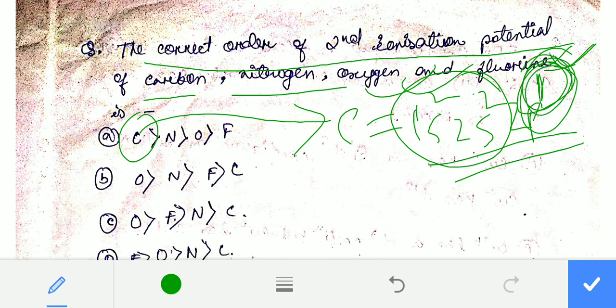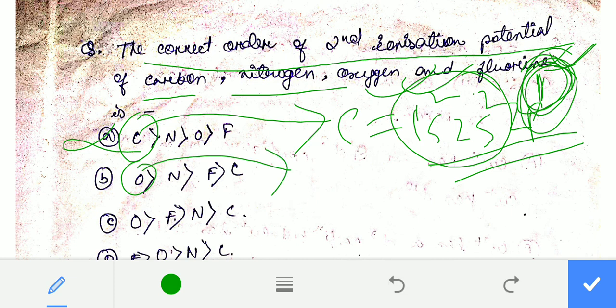From that, we can easily eliminate option A, because carbon will not have the highest ionization potential. But in options B, C and D, we have carbon at the least. Let's check for the oxygen atom.